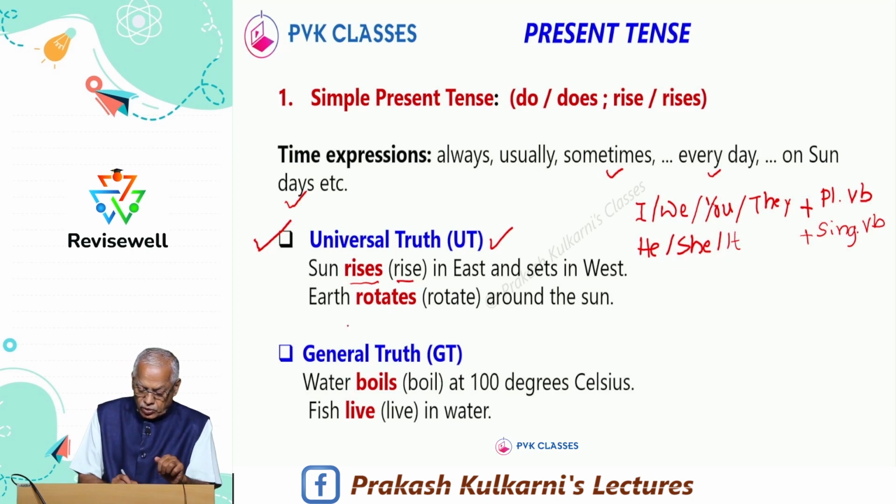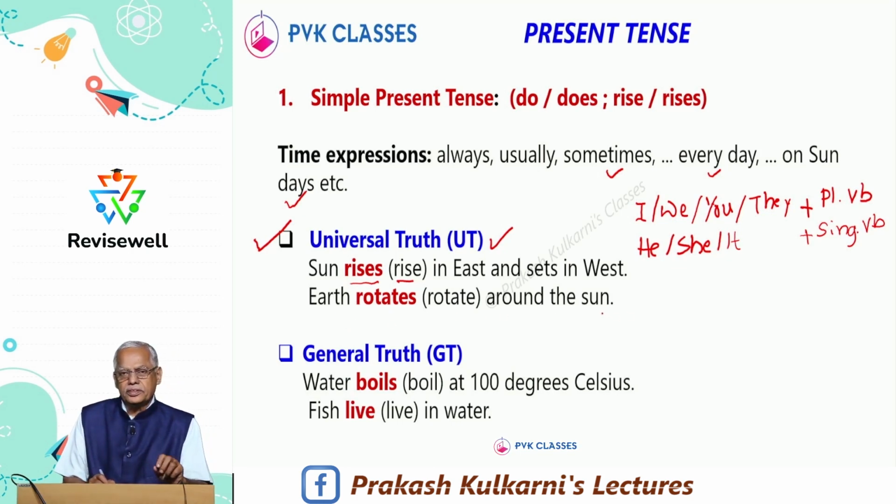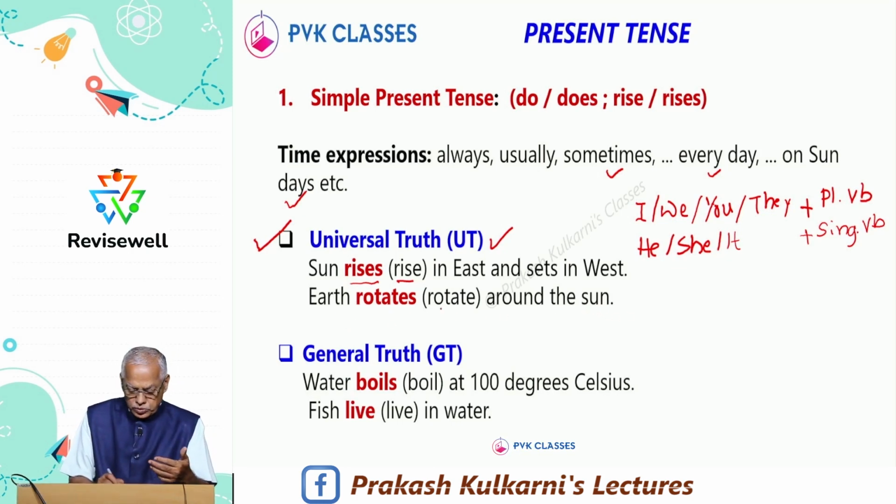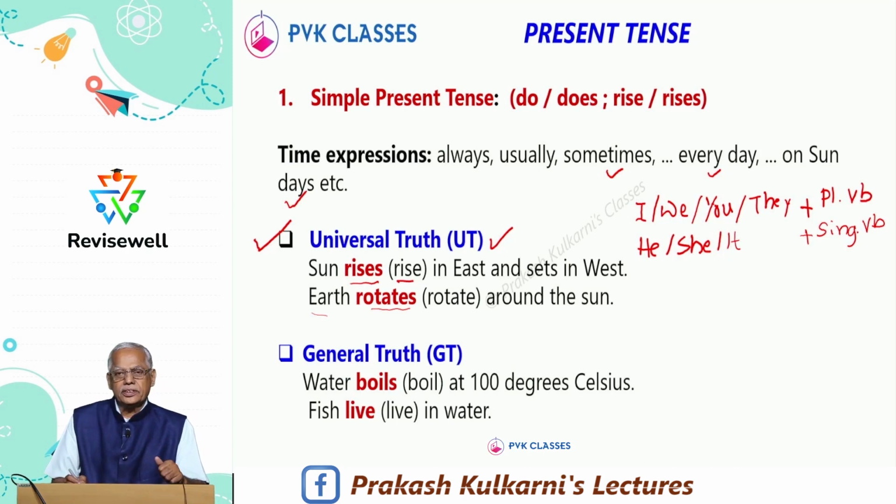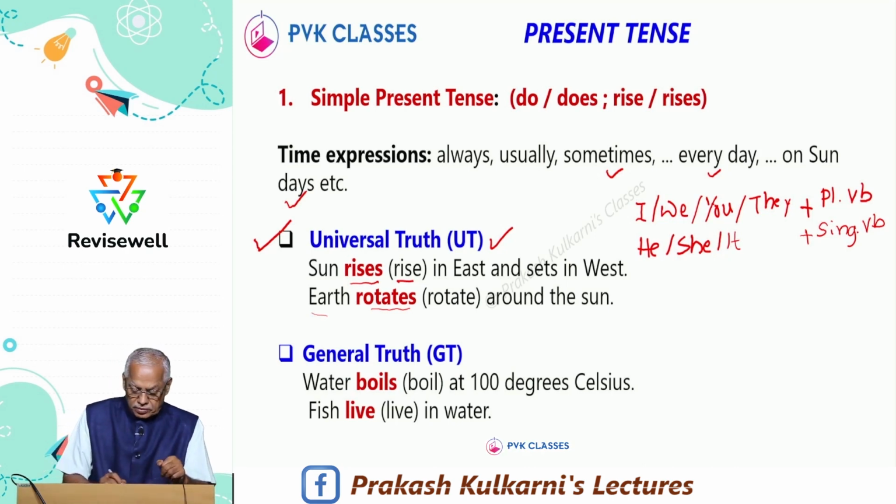Second, earth rotates around the sun. So every day it is true. Again, earth means it, therefore singular verb, rotates. Now this is how the correct form of the verb we have to write.